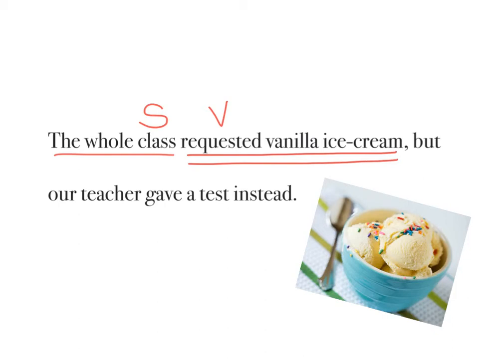Second half of the sentence. But our teacher gave a test instead. Now, but is a coordinating conjunction, so we leave that out. We don't put that in either half. It's going to be on its own. It's the glue that holds these two ideas together. Our teacher gave a test instead.